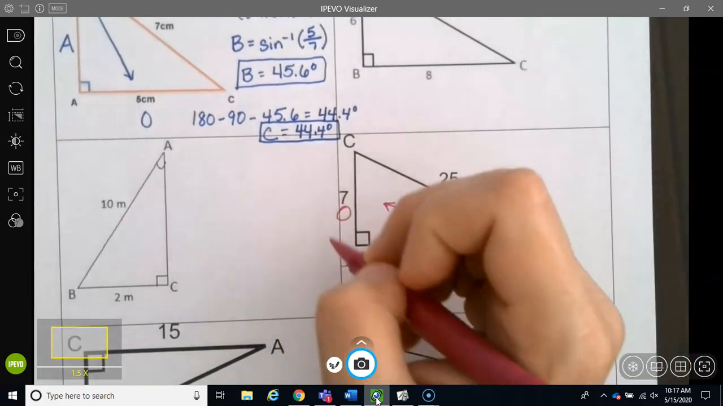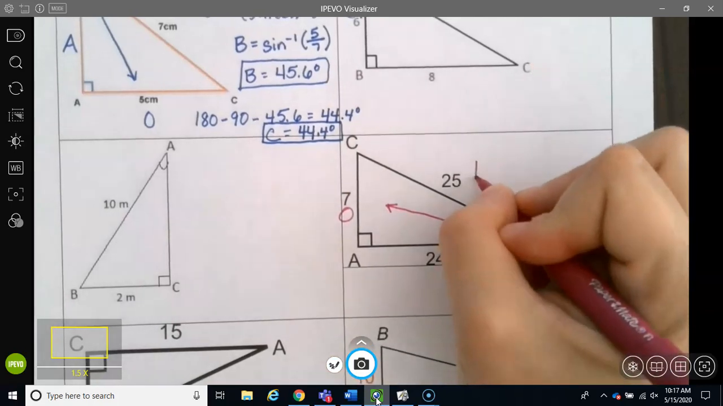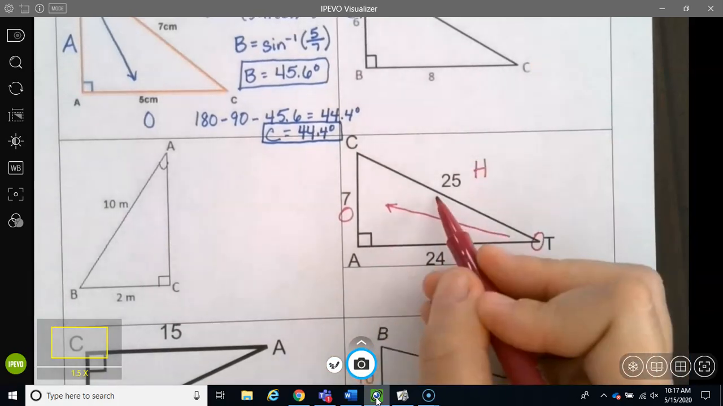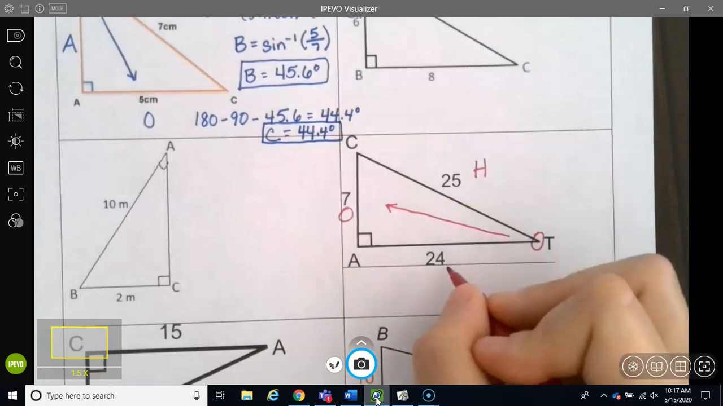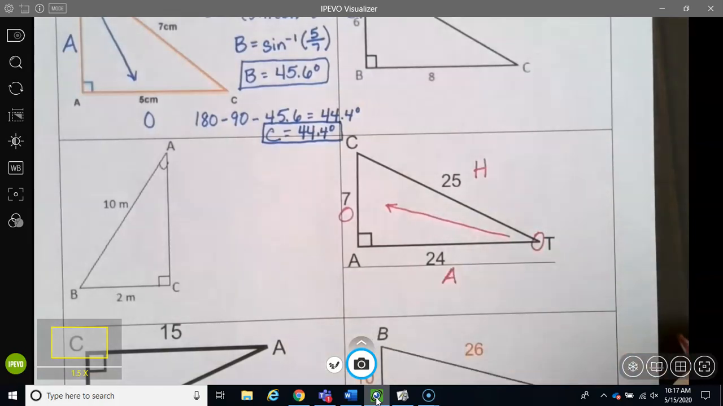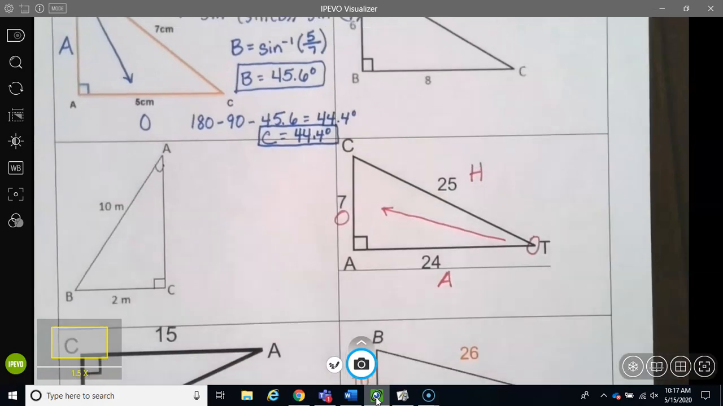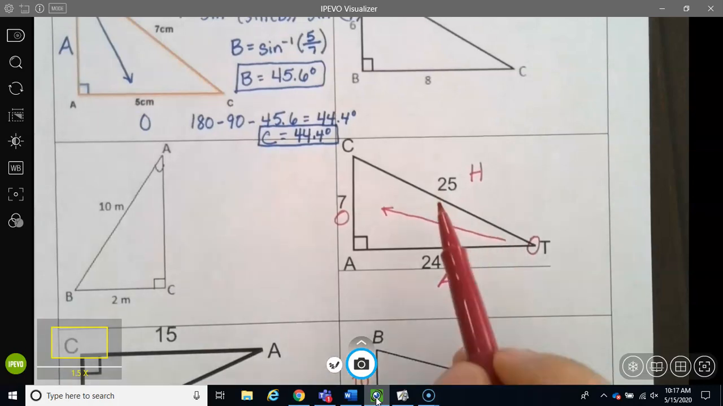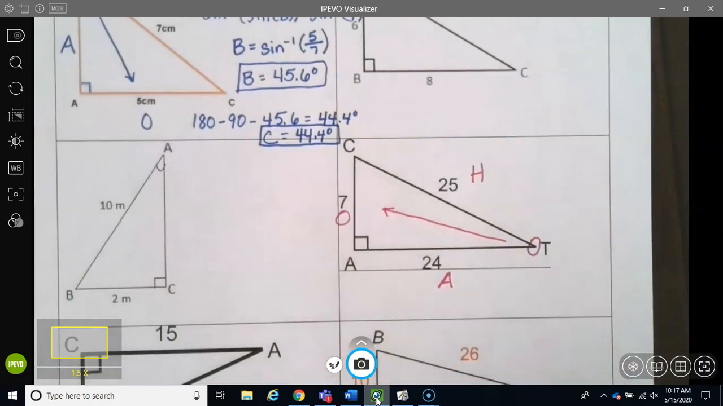That's that length of 7. Our hypotenuse side is always across from our 90-degree angle, and then the last one left over is our adjacent side. Okay? So we need to set up an equation using the two sides that we know. Well, in this case, we actually know all three sides, so you get to choose whichever one you want to use.